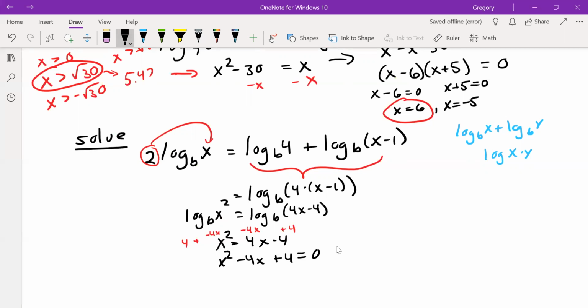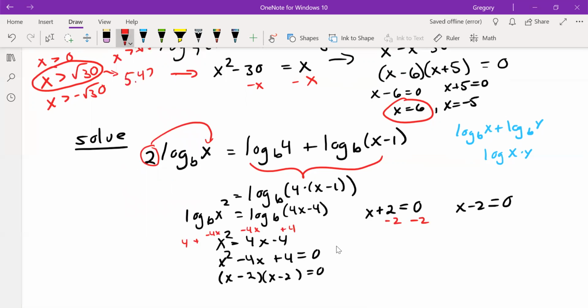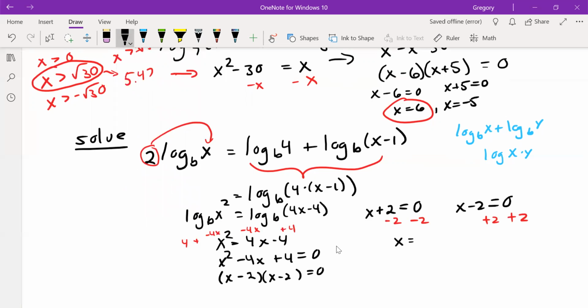Now, this one I believe I can factor, so I'll say x, what can multiply to a positive 4 and combine to get a negative 4? Well, it's going to be a negative 2 and a negative 2 equals 0. Using my zero product property, I can set each one equal to 0. At this point, I'm just solving the quadratic equation, and I will solve by adding 2 here, which leaves me with x equals 2. Each factor gives the same solution, x equals 2.